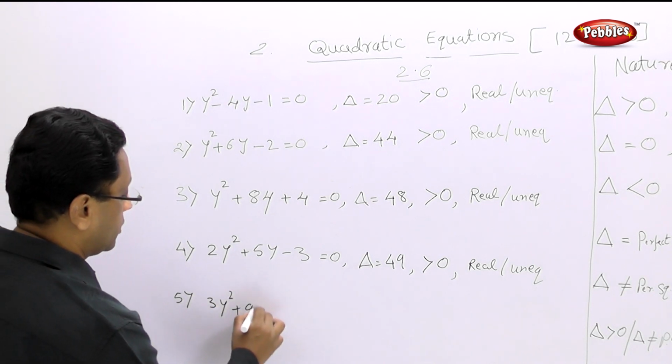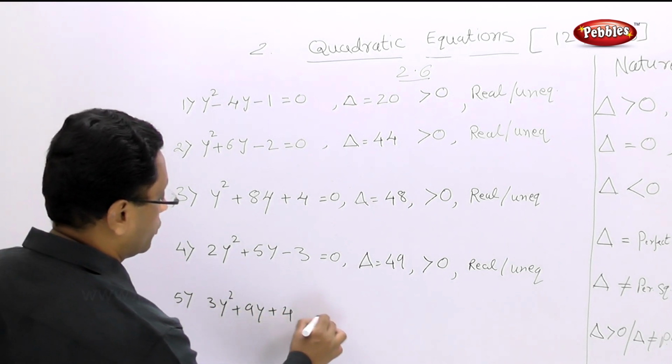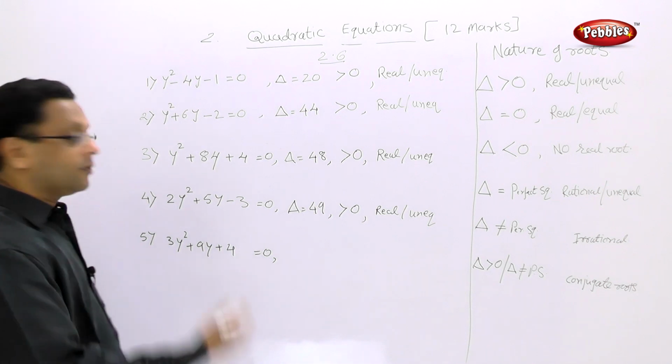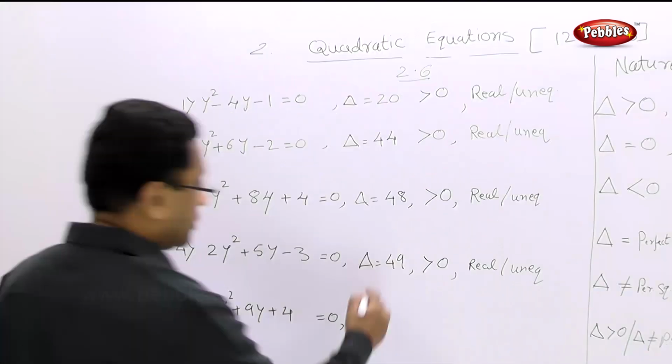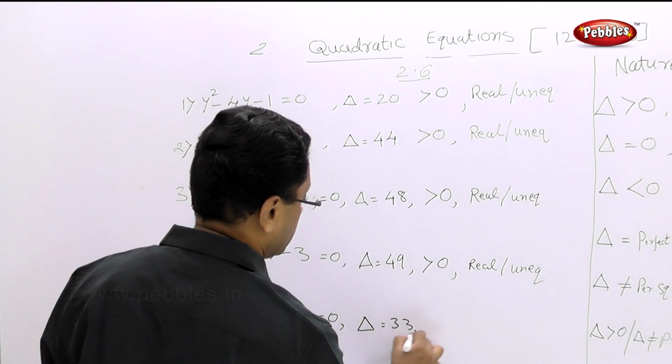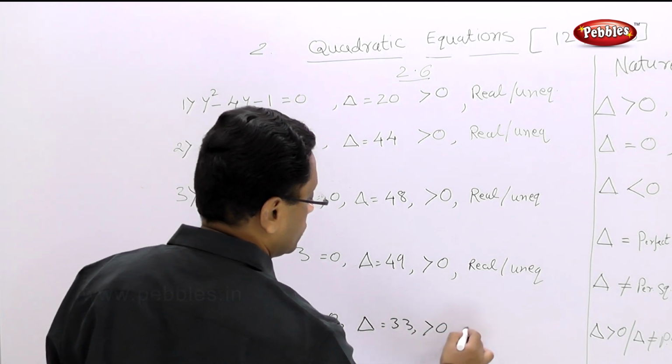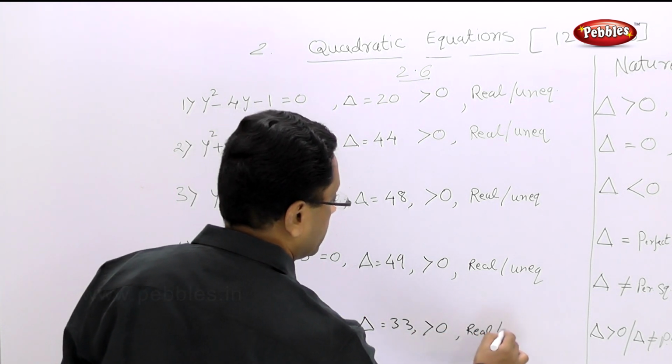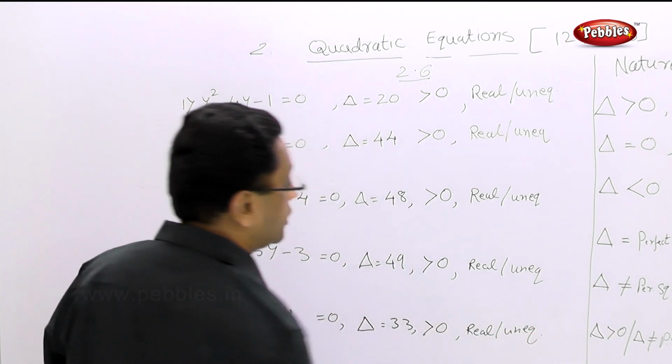Next, fifth one: 3y square plus 9y plus 4 equal to 0. Find the delta. The delta is 33, which is greater than 0. So the roots are real and unequal.